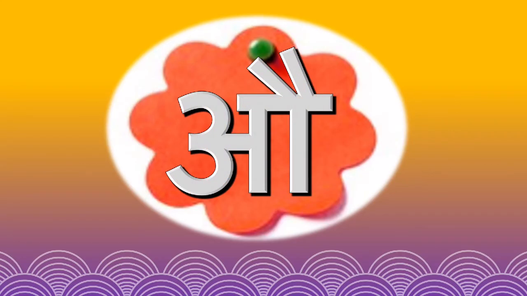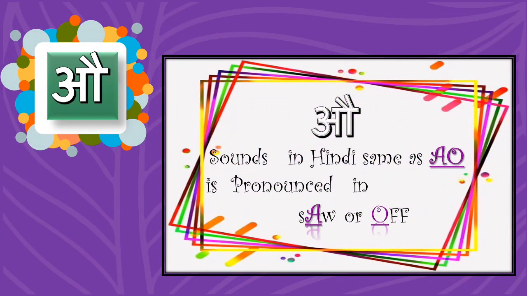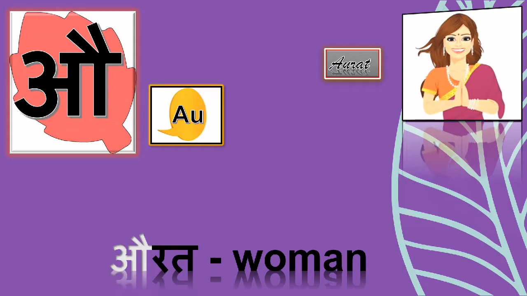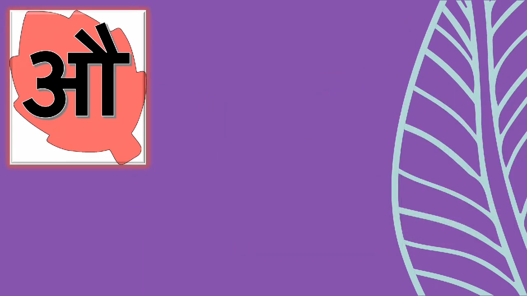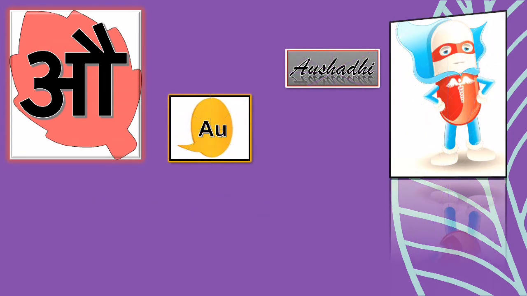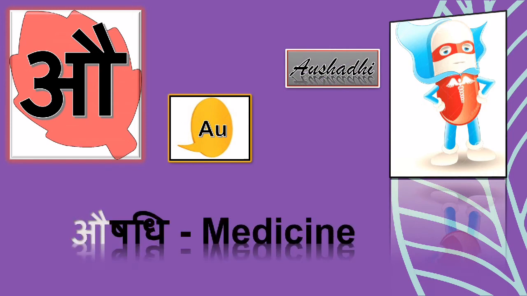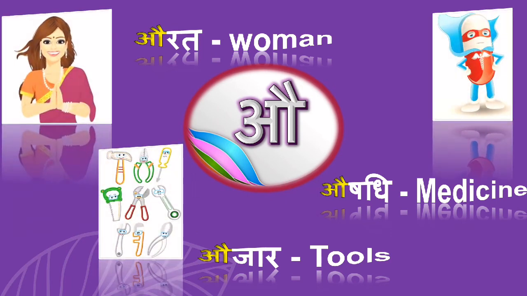Next one, Au. The sound of Au is the same as in saw or off. Aurat, which means woman. Au say aujar, which means tools. Au say aushadhi, which means medicine. Now let us revise. Au say aurat, Au say aujar, Au say aushadhi.